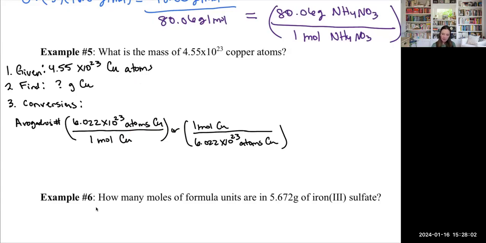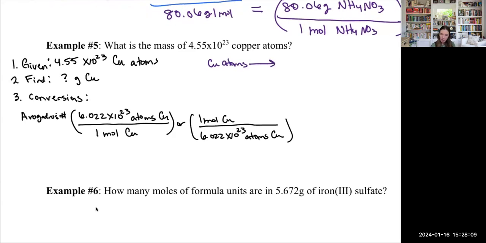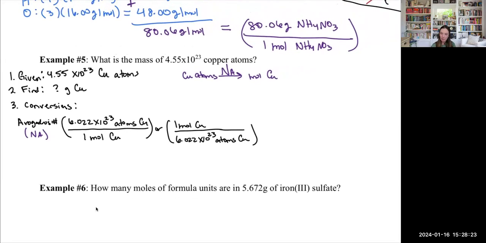So let's think about our solution map. I can go from what I'm starting with, copper atoms, to moles of copper, using, remember, Na as my abbreviation for Avogadro's number. But I want to get to mass, and we need to remember mass is going to be in grams. So moles of copper to grams of copper. And remember, I convert from grams to moles or moles to grams always using my molar mass from the periodic table.